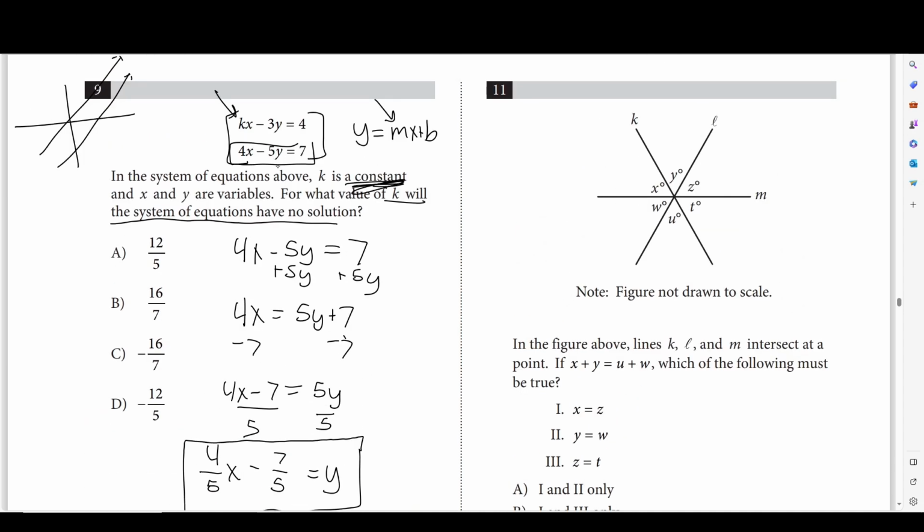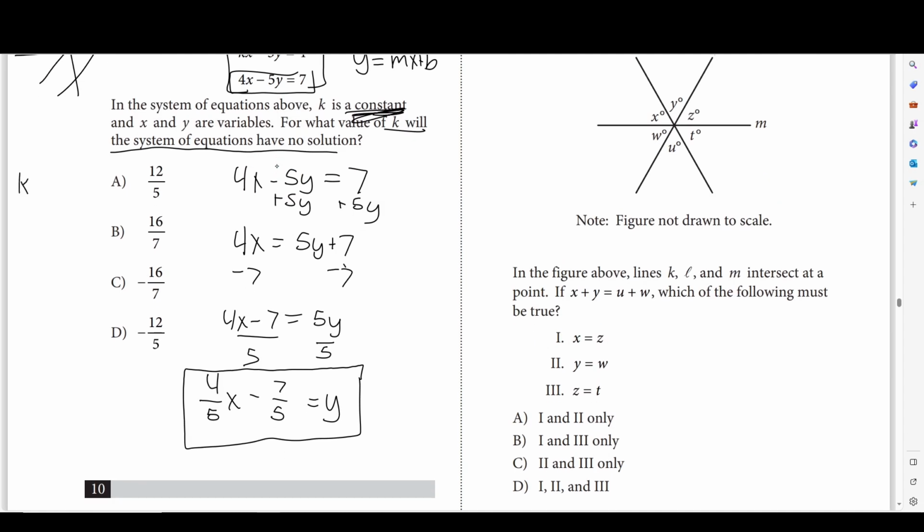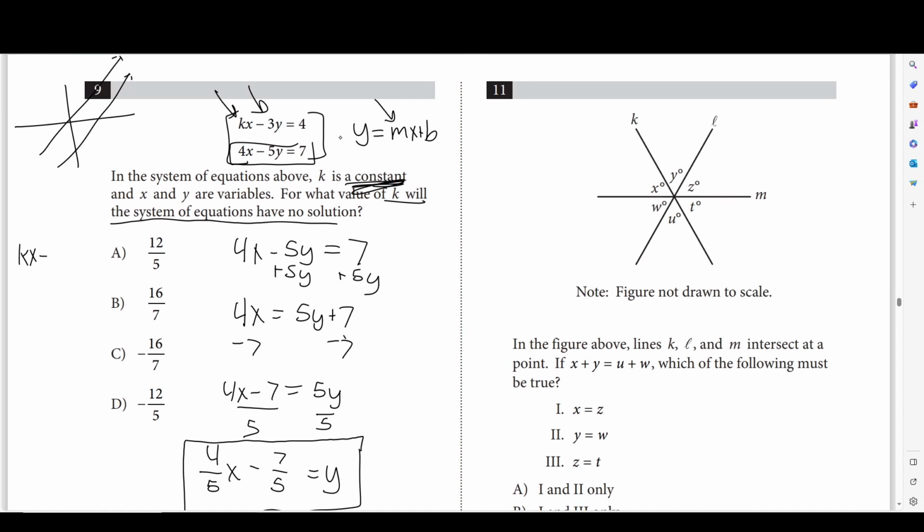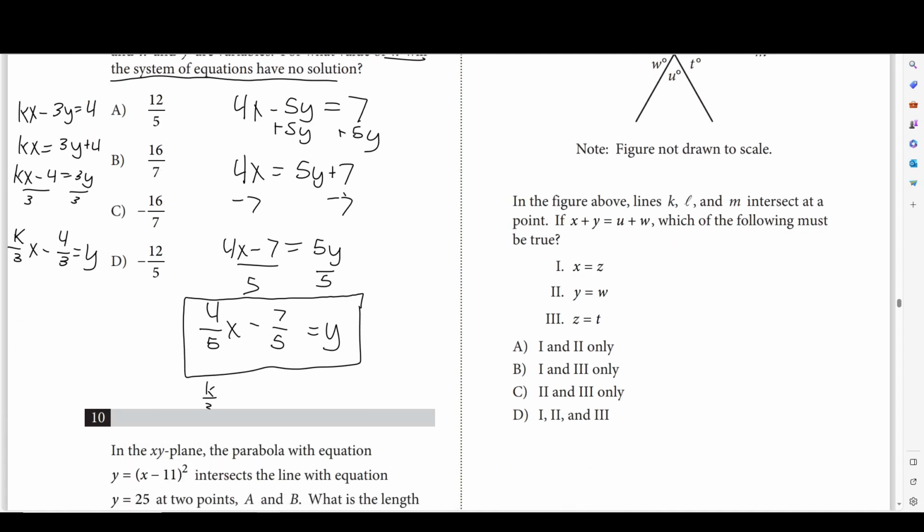Now, we're going to do the same thing. We're going to put this in terms of y equals mx plus b, or this in terms of y. So here we have k, I'm going to do this on the side, kx minus 3y is equal to 4, right? So here I have kx is equal to 3y plus 4. Kx minus 4 is equal to 3y. Divide by 3 on both sides. Here I have k over 3 x minus 4 over 3 is equal to y. So I'm going to write that down under here. I have k over 3. I'm going to delete this box too because I think it's confusing some people. So here I have k over 3 times x minus 4 over 3 is equal to y.